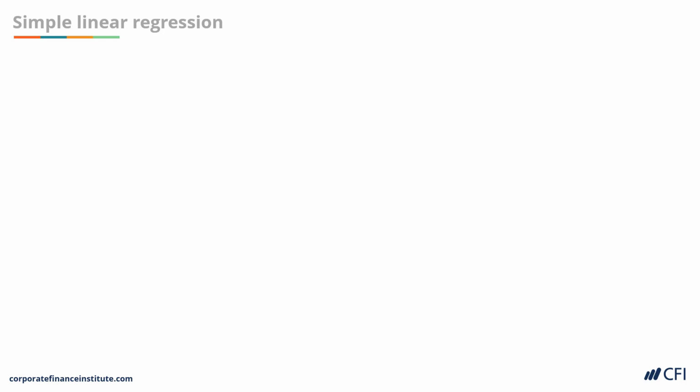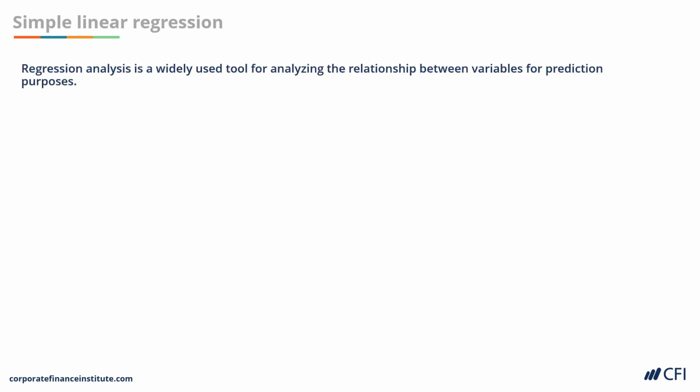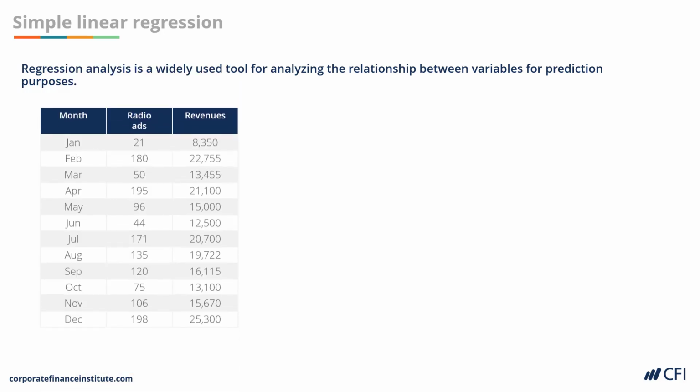The next method of forecasting we're going to look at is a simple linear regression. It's a widely used tool for understanding the relationship between a dependent and an independent variable. In order to perform this analysis, what we need is some historical data.